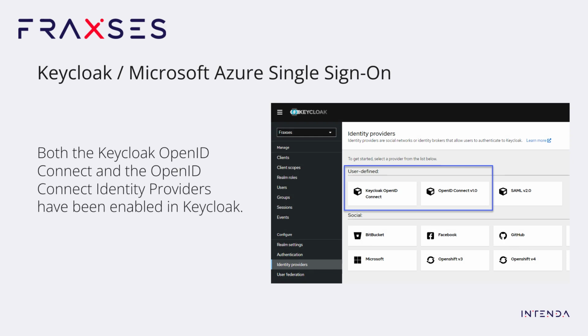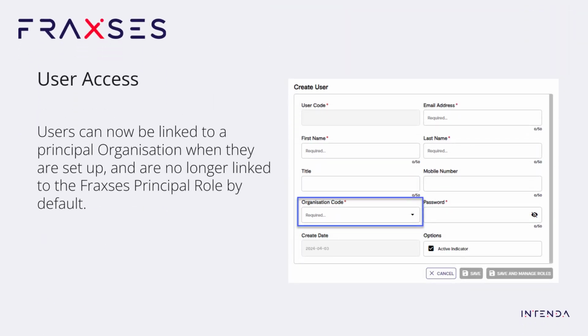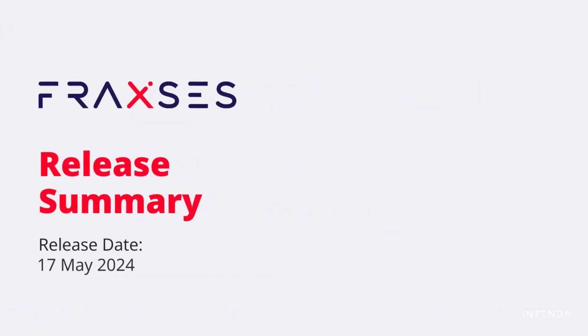Both the Keycloak OpenID Connect and the OpenID Connect identity providers have been enabled in Keycloak. This means that both types of authentication protocols can be managed within Keycloak directly, and it is no longer necessary to access the Fraxses OpenID common config file through Lens, as was previously the case. Users can now be linked to a principal organization when they are set up. The Fraxses principal role is no longer assigned by default in Cheetah.